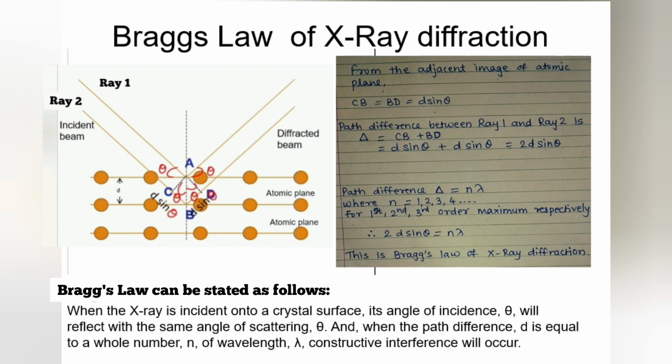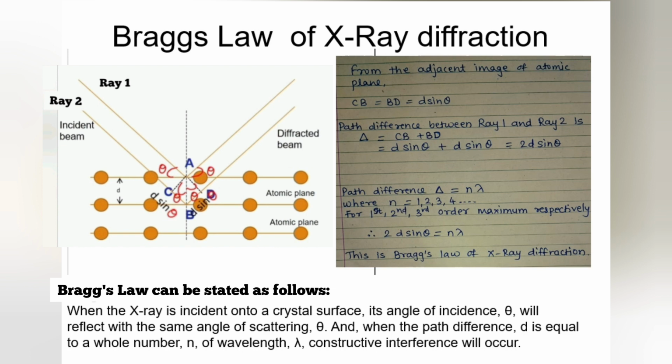Path difference: n can be 1, n can be 2, n can be 3, and so on and so forth. So here you can see the path difference, which is represented by delta. Delta is equal to CB plus BD. The addition of the length of CB and the length of BD will give you the path difference. So here the path difference will be d sine theta for CB, and d sine theta for BD. So it will be 2d sine theta.